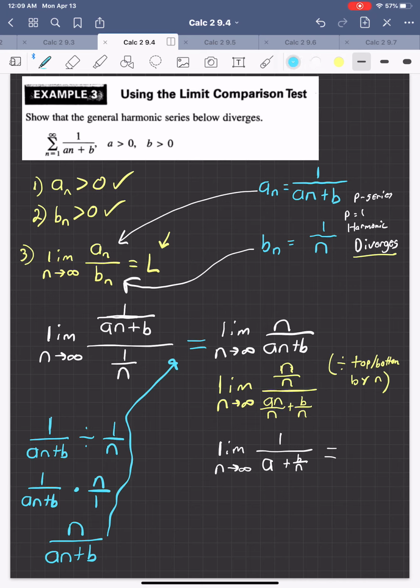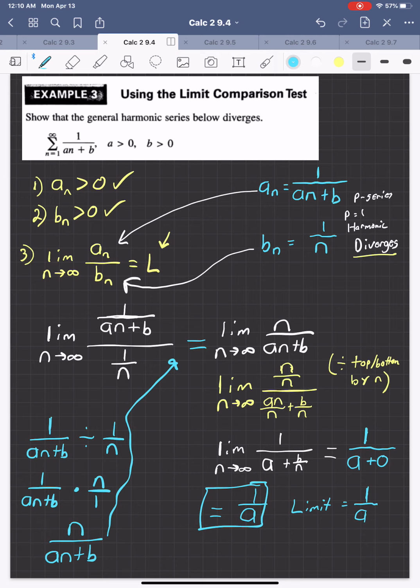As n goes to infinity, it does not affect the 1 because there is no n in the numerator at all. n approaching infinity does not affect a. And of course, b over n as n goes to infinity would just be 0. So we end up with 1 over a. That is our limit. So our limit is 1 divided by a.